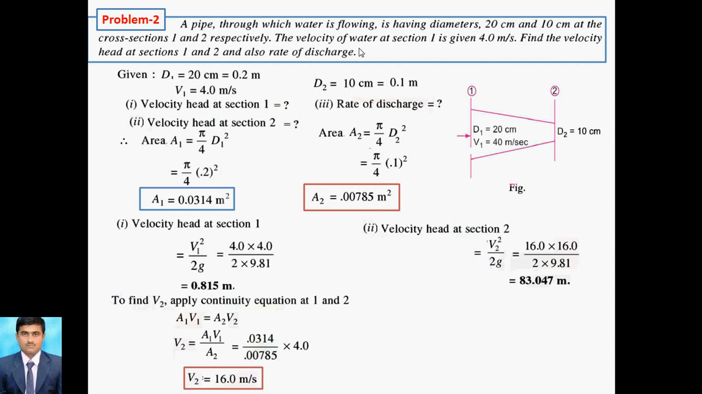Now the rate of discharge is nothing but Q equal to A1 V1, or you can say A2 V2. So here I can write Q is equal to A1 V1. A1 we can take directly, and we already know that V1 is 4 meter per second. So after calculation we will get 0.1256 meter cube per second.